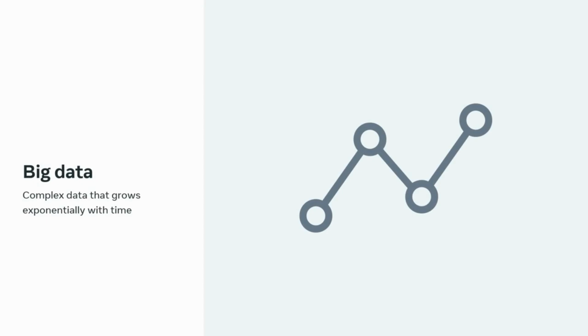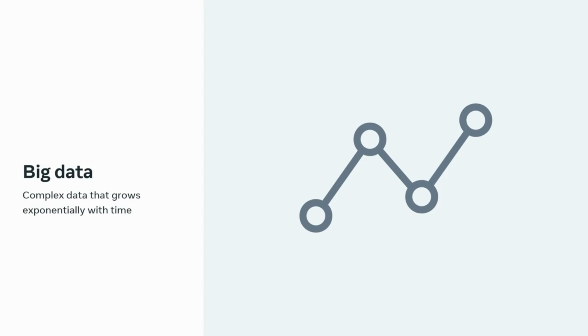Now that you're familiar with different types of databases, let's take a closer look at big data and cloud databases. Essentially, these terms are used to describe a recent change in our approach to data and databases. Let's start with a look at big data. Big data is complex data that can increase in volume with time. In other words, it's data that can grow exponentially with time.